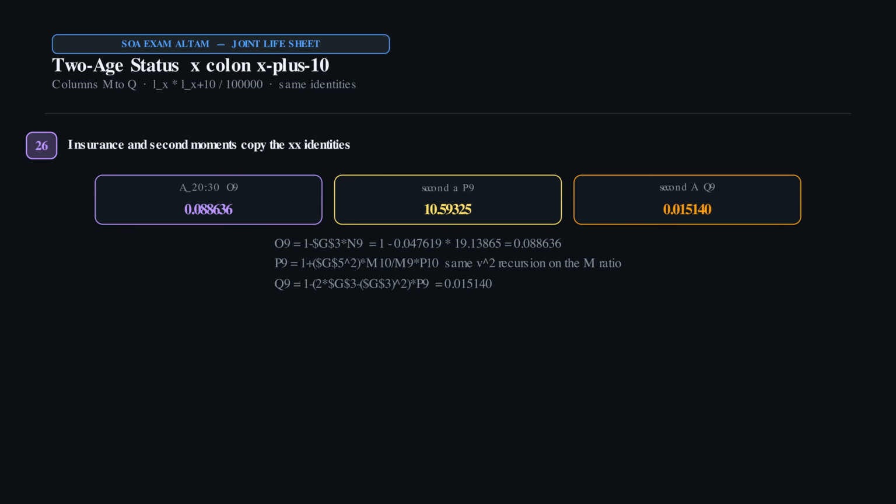O9 is 1 minus D times N9, equal to 0.088636. That is larger than AXX of 0.067482. The 2H status fails sooner, so insurance EPV rises. Second moment columns P and Q reuse V squared and the 2D minus D squared identity. P9 is 10.59325. Q9 is 0.015140.